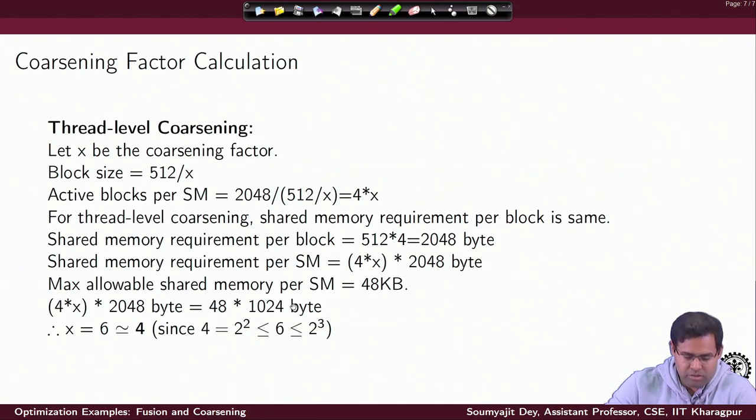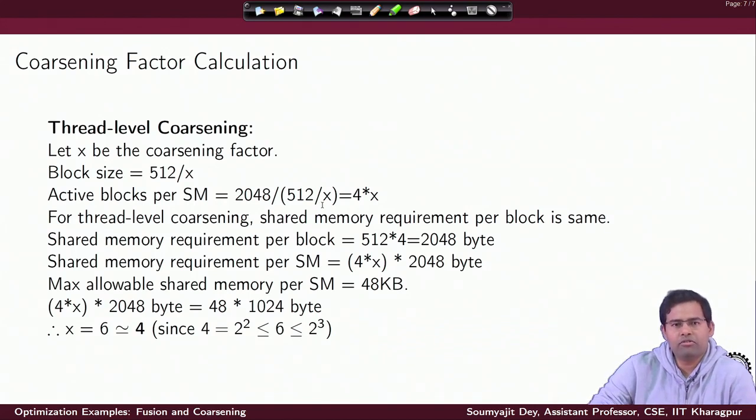So we have 48 times 1024, and that should be equal to 4X times 2048 bytes, right. So 48 KB multiplied by 1024. Solve it, you get X equal to 6. Now, since it's 6, you have to go to the next lower power of 2. We will be coarsening always in powers of 2 like that, and that would give you 4 here, right. So if we choose 4, we get the coarsening factor as 4 out of this calculation.